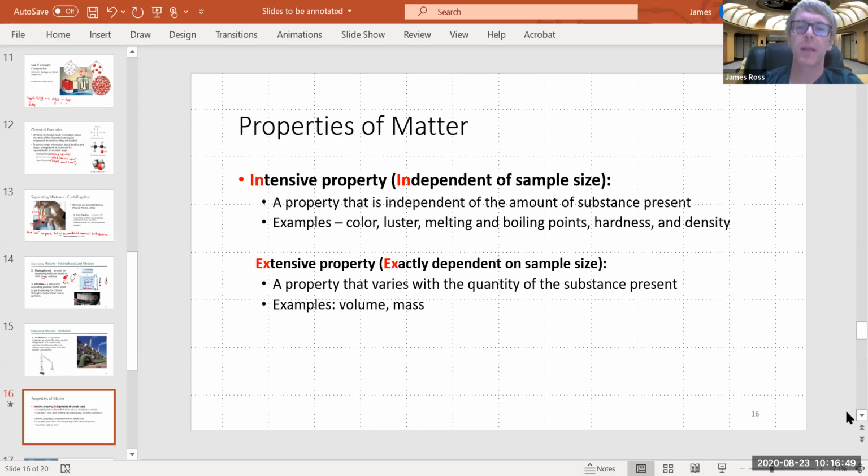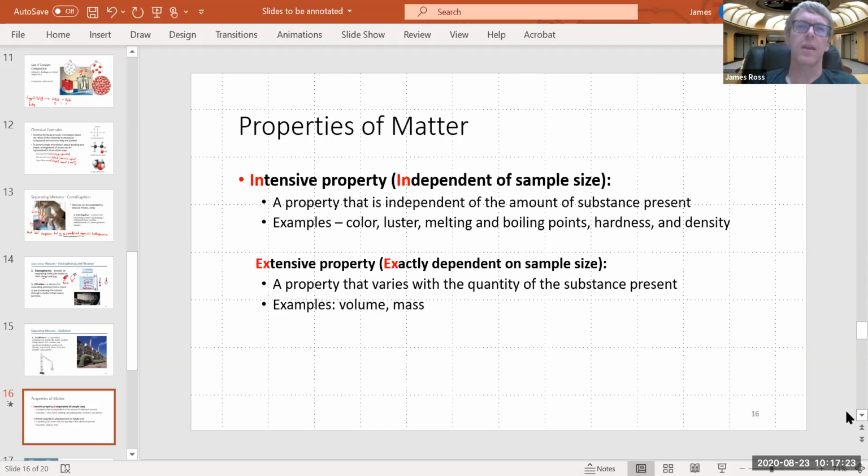Because it's independent of sample size, it doesn't matter how much sample you have. So if you have a property that's an intensive property and we all have a different piece of it, we should all be able to come to the same conclusion about a constant value about it. So that's what's nice about intensive properties. An example would be melting point and boiling point, right? I take 1 cube of ice and I measure its melting point, and you've got 8 cubes of ice. We should get the same outcome. Density is another big one.